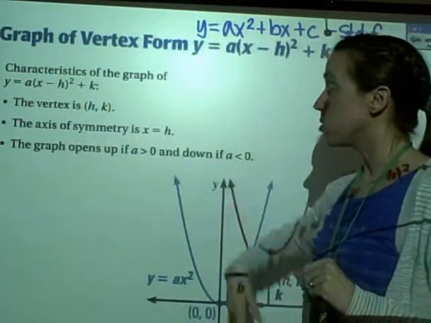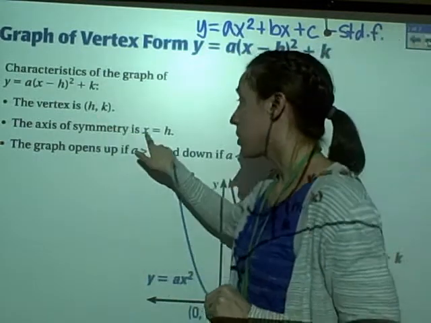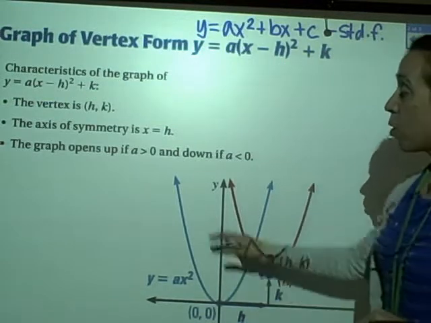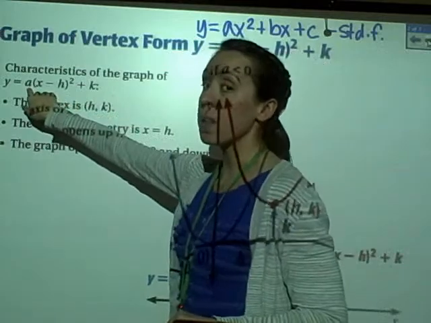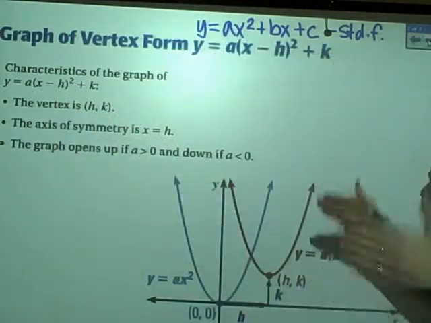The axis of symmetry is x equals h. So whatever your h value is, set it equal to x and you have your axis of symmetry. The graph opens up if a, again, that number in front of the parentheses, it's still an a here, if it's positive, it opens up. Negative, it opens down.